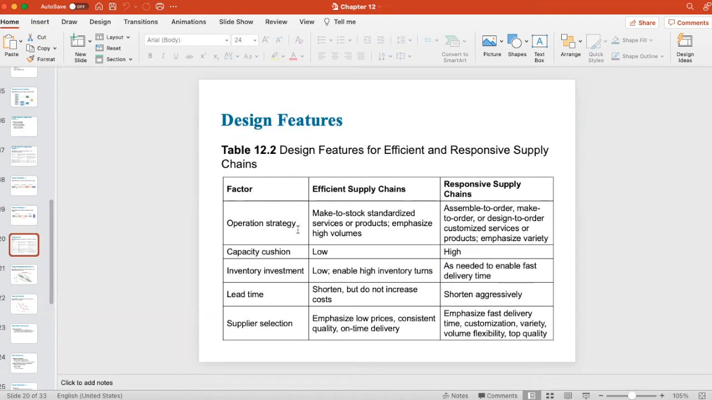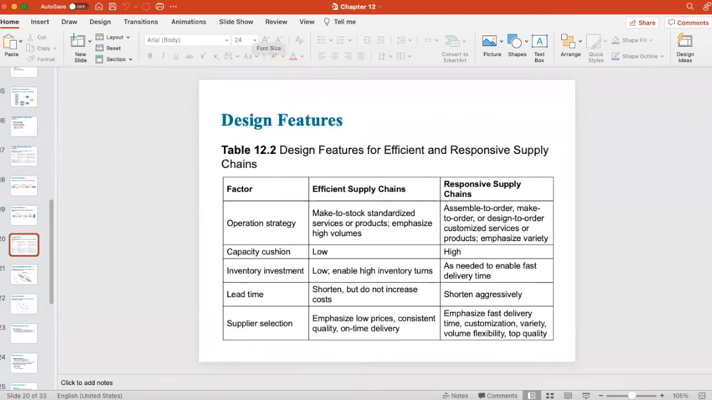The corresponding operation strategy, we already talked about that. The make-to-stock type of model can be a very nice strategy that can be used within efficient supply chain, while the assemble to order, make to order, or design to order can be viewed as very important and very nice models. We can use that within the responsive supply chains. Among all these different types of models, they have some differences. We already talked about it in detail. But keep in mind, all those different models are used to make the supply chain as responsive as possible.